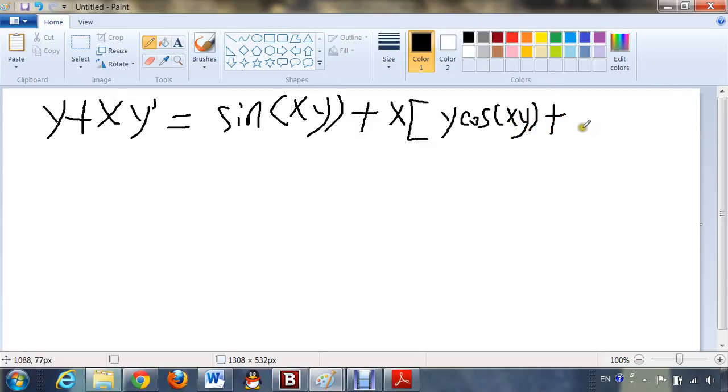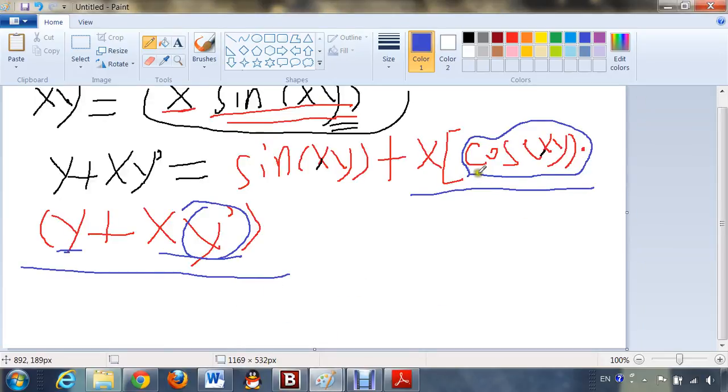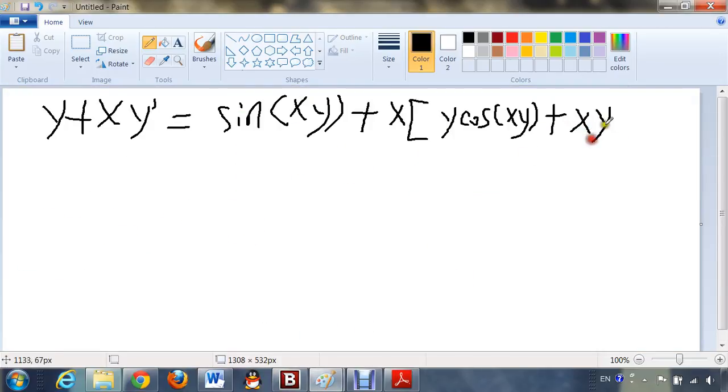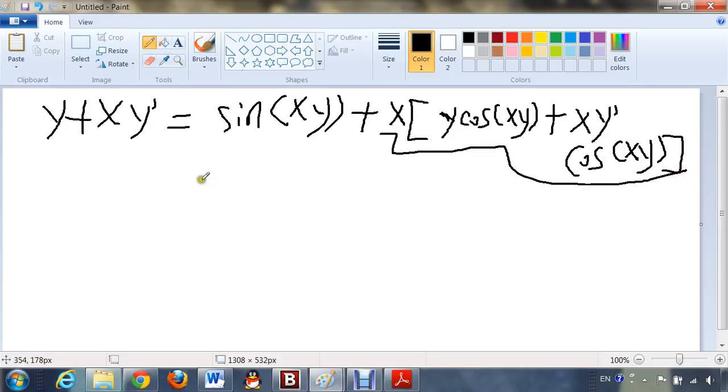add cosine of xy times xy prime, so it will be xy prime times the cosine of xy here. Alright, now we have distributed the inside. Now we also have to distribute the outside with the x. So let's distribute that.